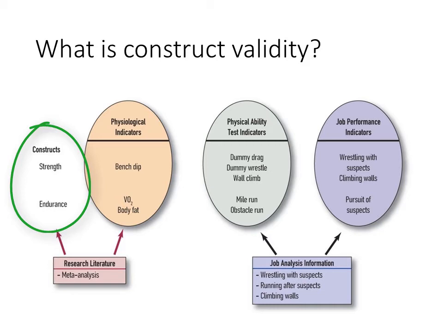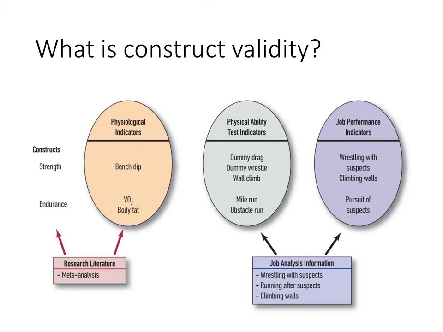Let's stick with strength. We could have recruits do a bench dip to assess strength. We could also ask recruits to conduct a dummy drag or a dummy wrestle or a wall climb, or all 3. After we've hired some of those recruits, we would then measure the recruits' performance. When we assess construct validity, we're trying to decide whether or not the bench dip is an accurate and comprehensive way of measuring strength, whether the dummy drag, the wrestle, the wall climb, whether those are accurate and comprehensive measures.